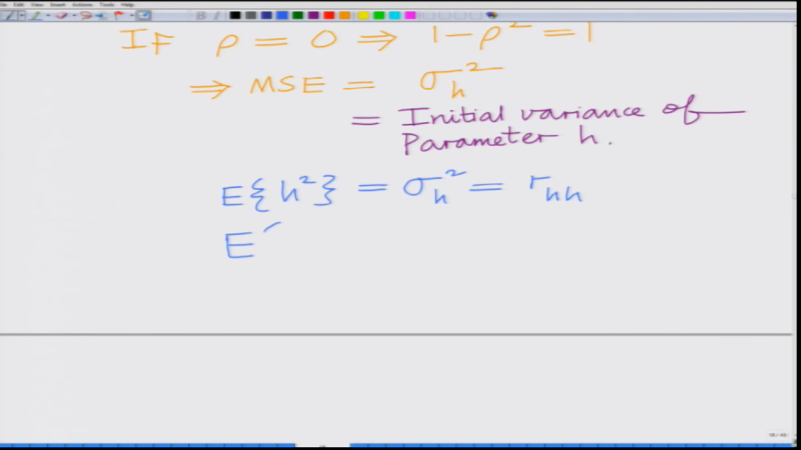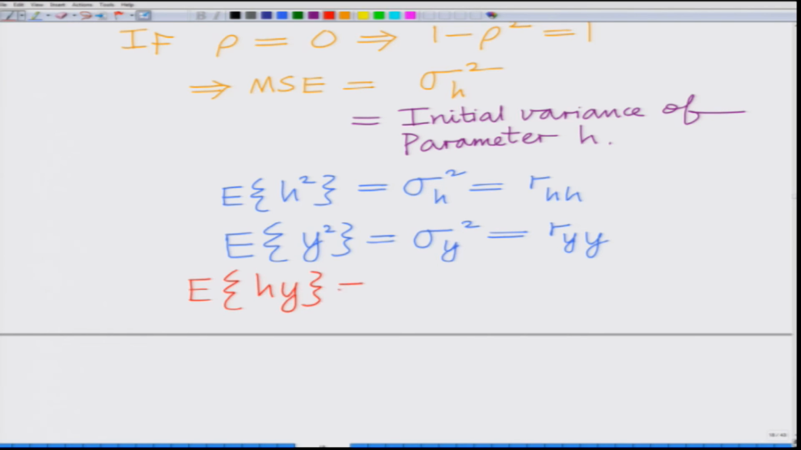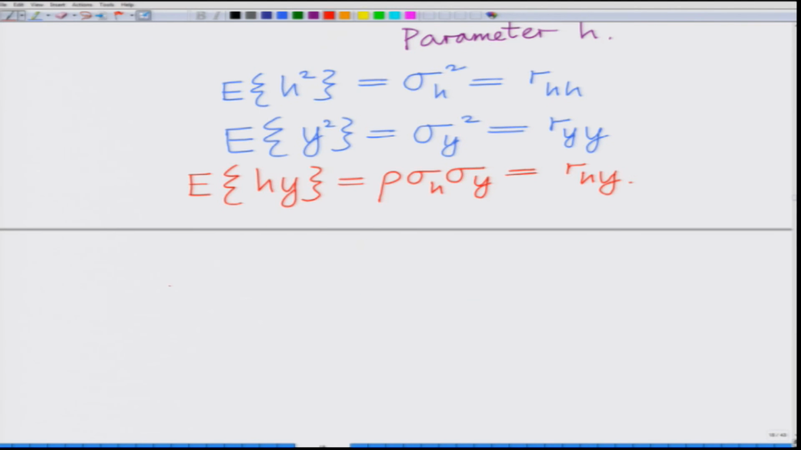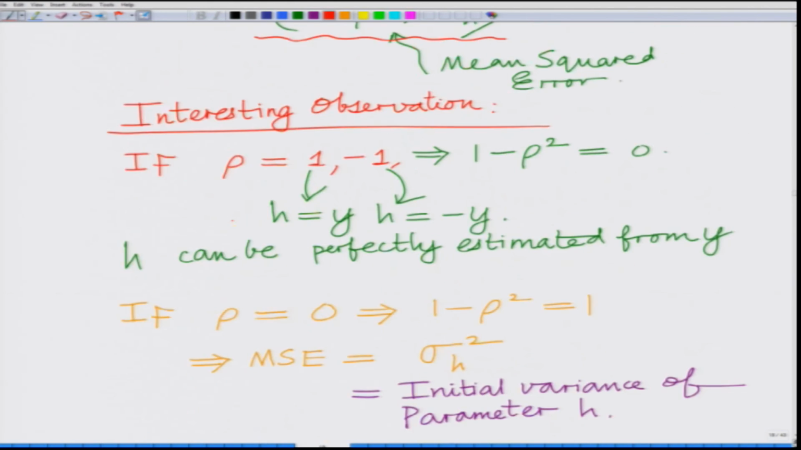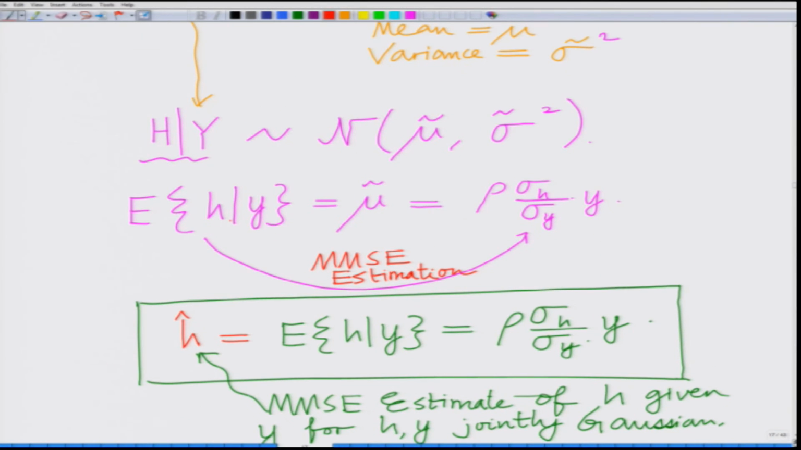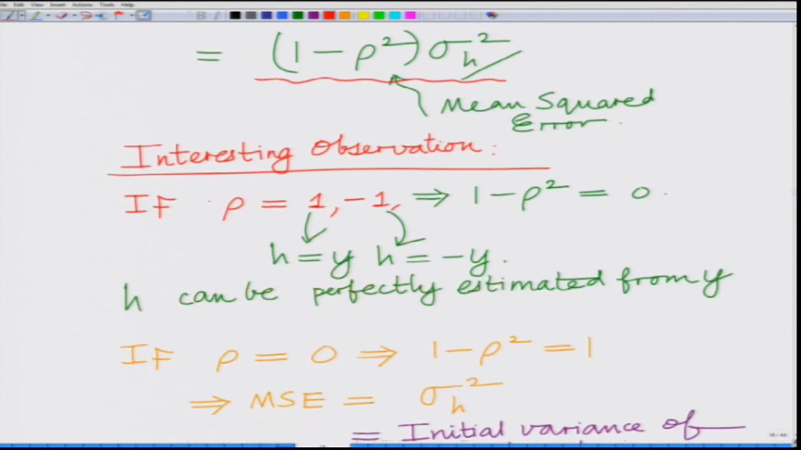Let us define the expected value of y squared, equals sigma y squared, as r y y, and let us define the expected value of h y, which is equal to rho sigma h sigma y, as r h y. Now, if you look at the MMSE estimate, the MMSE estimate is h hat, which is the expected value of h given y, which is also, you can see, rho sigma h divided by sigma y times y.